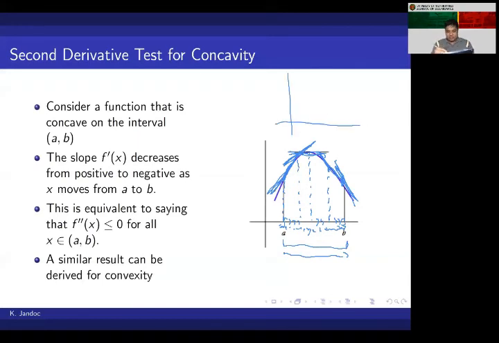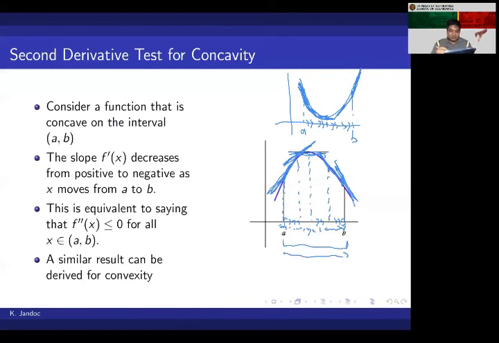For a convex function, you derive a similar result. So suppose you have an interval A, B over here. As you move from A to B, you start out with a very, very negative slope. And then as you move further out, it's still negative, but it's flatter. So it's a smaller negative number. Then as you go here, the slope becomes 0. So negative, negative, negative, then 0. Then as you move further out, the slope becomes positive. Moving further out, the slope of the tangent line becomes a more positive number.